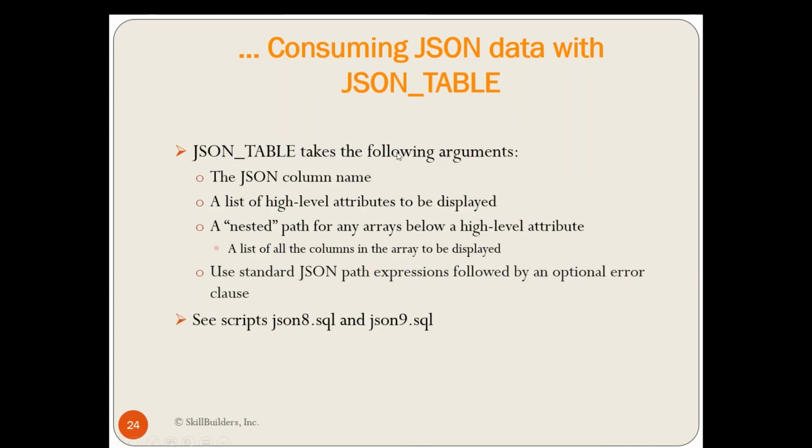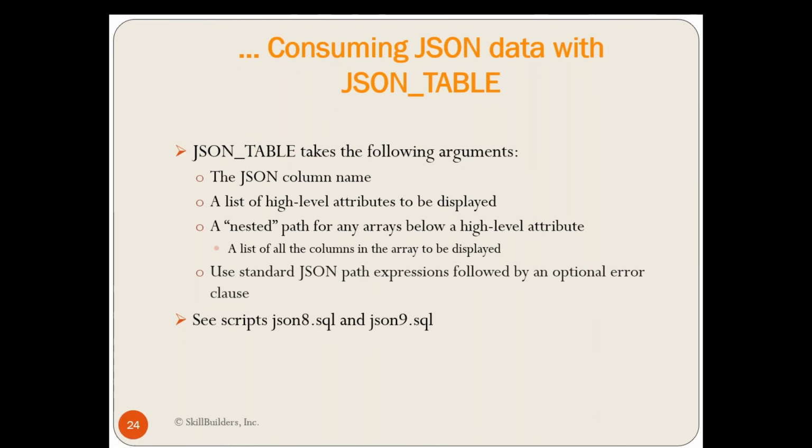We need to know the syntax for the JSON table. You need the JSON column name as the first argument. And now the second argument is a little more sophisticated. You need a list of all the high-level attributes, the ones that are not in the array. And then we need a special syntax, a nested path that picks out any of the columns in the array that you want in that relational view. You could pick all the columns, or you could pick and choose the ones you want. And you can use standard JSON path expressions followed by an optional error clause within this. Okay, so you can have an error clause as well.